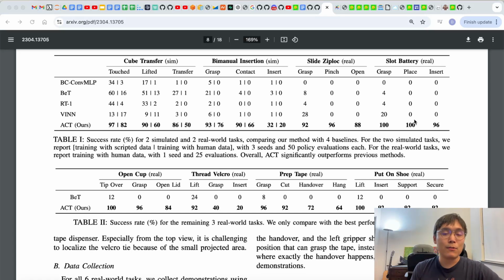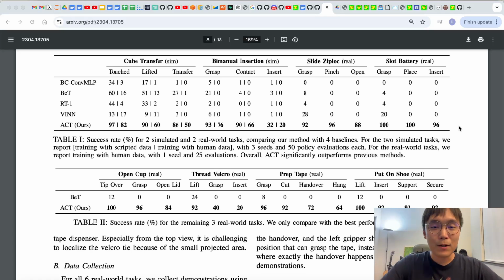So I'm going to introduce several papers, but I didn't read all the papers I'm going to talk about. I just tried to categorize them and get the high-level idea. Okay, so let's first take a look at the ACT model.